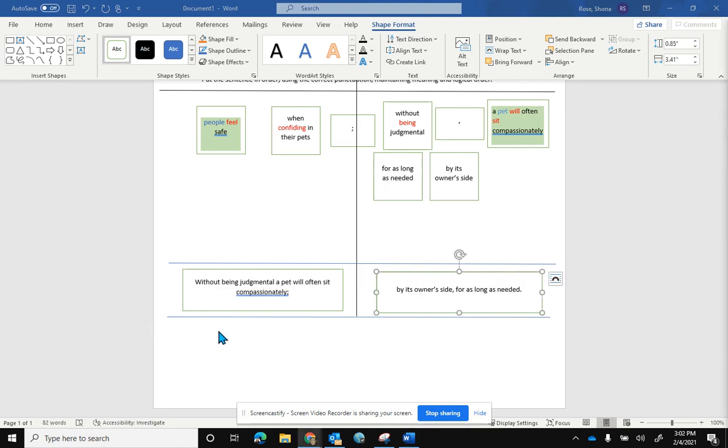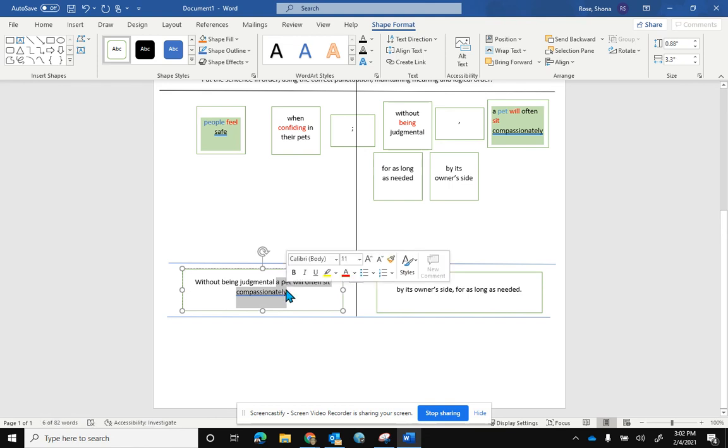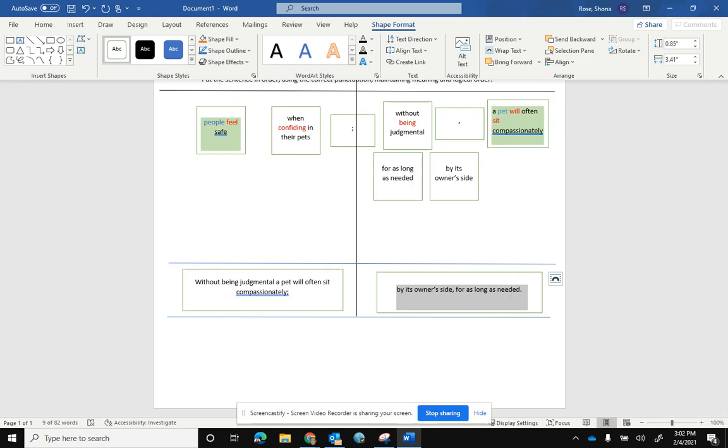Here's another example. Without being judgmental, a pet will often sit compassionately. I know that this is my sentence right here, so I know that this part is okay. But I put a semicolon, which means that the other side of this also has to be a sentence. And what I see is that I have two phrases on the other side that do not constitute a complete sentence.